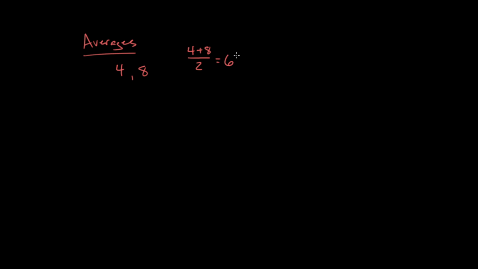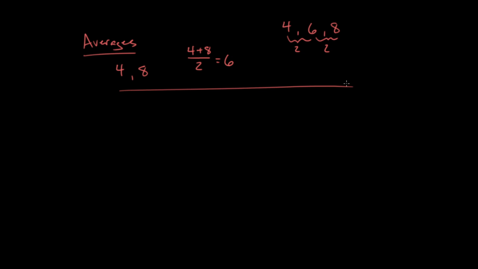This makes a lot of sense because if I think about this on a number line, 4, then 6, and then 8, the difference between 4 and 6 is 2. The difference between 6 and 8 is also 2. So I have found the number that is halfway in between them, exactly in between. It's the average of the two. So two numbers, no big deal.